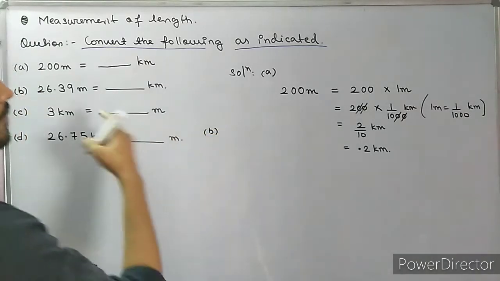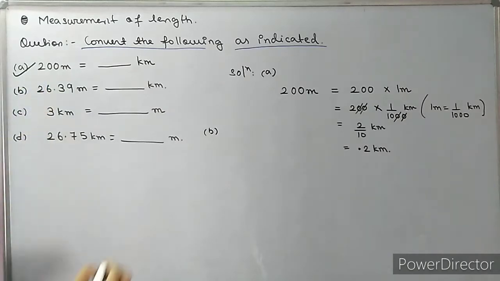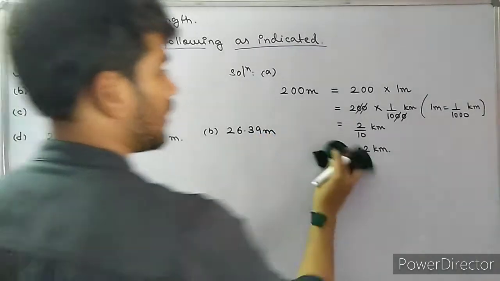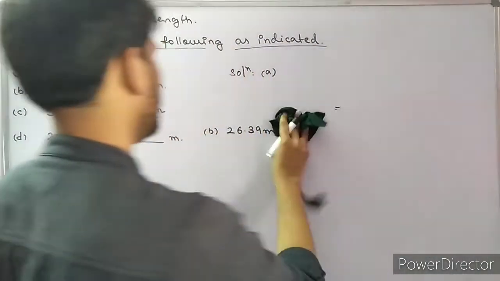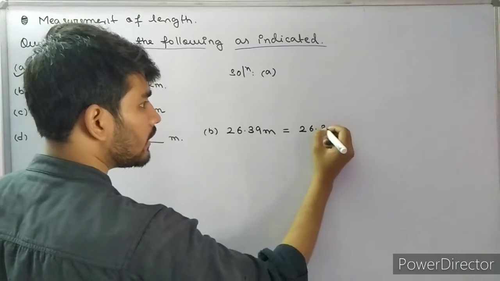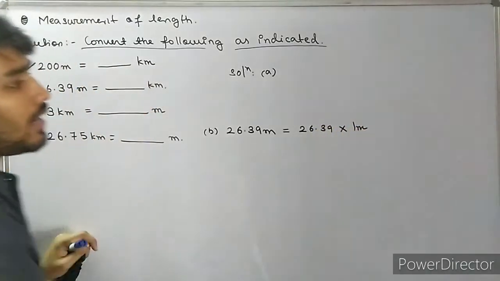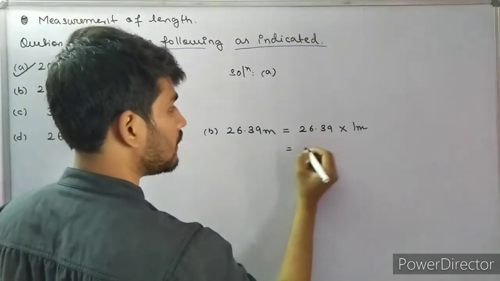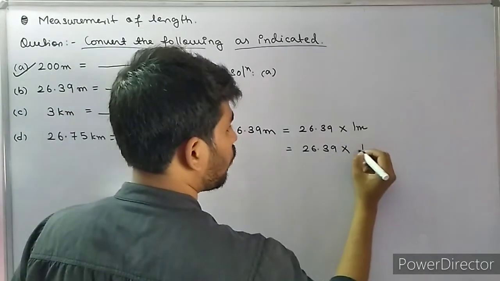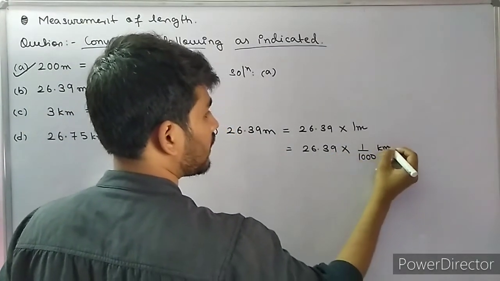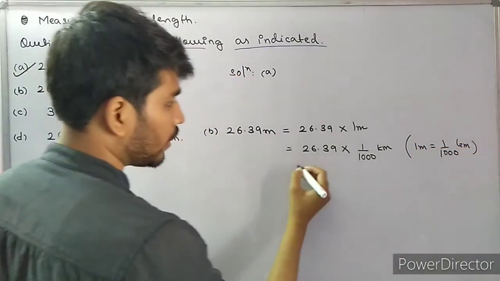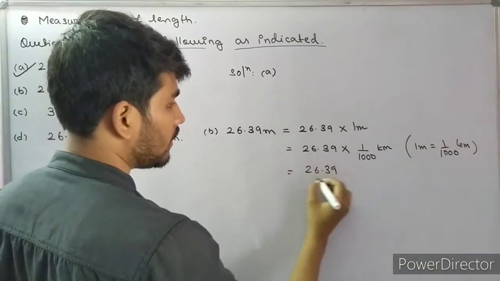So we'll solve number B. We have done this. 26.39 meter. First, let me rub this. 26.39 meter. Can this be written as 26.39 into 1 meter? Now we have to convert this meter into kilometer. It's very simple. We know 1 meter is a smaller unit. How much smaller? 1 by 1000 kilometer. Because 1 meter is equal to 1 by 1000 kilometer. So just put it over here. So 26.39 by 1000.